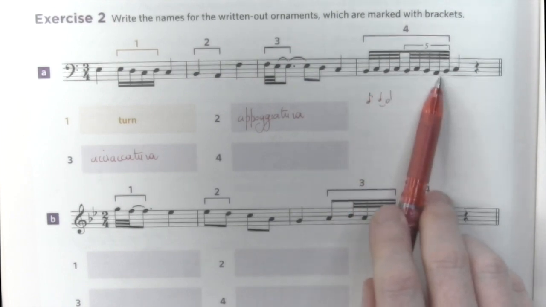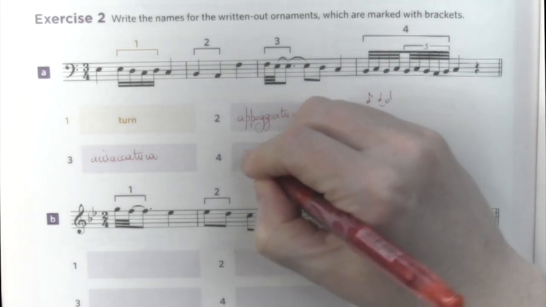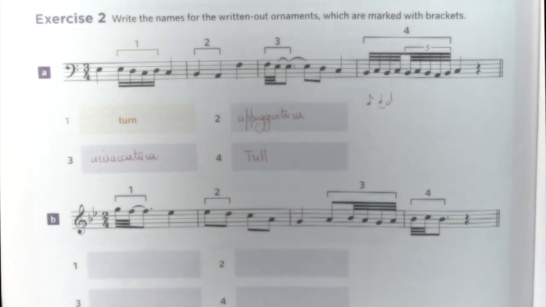This is a long trill. It is clear. So trill. When you see something long, it is a trill.